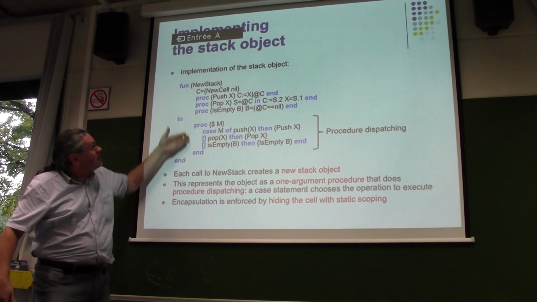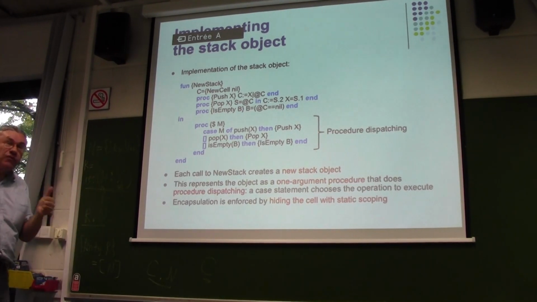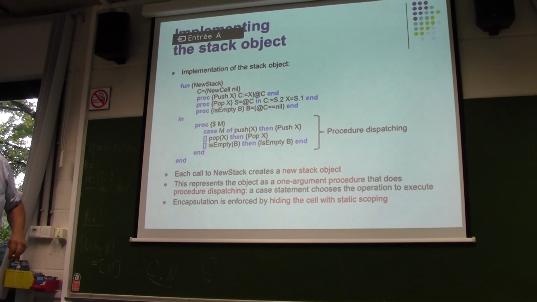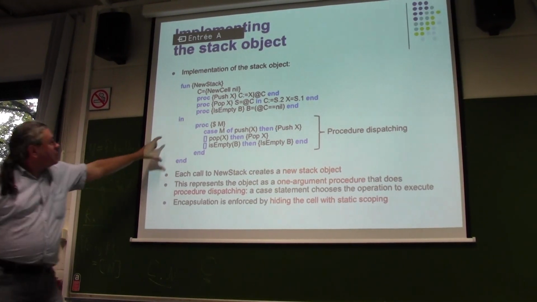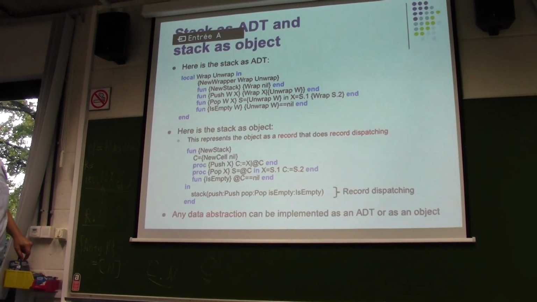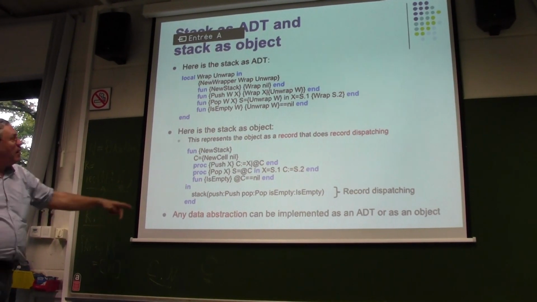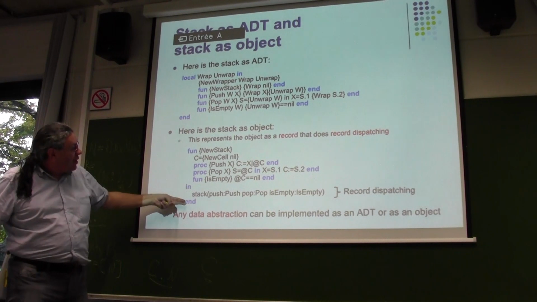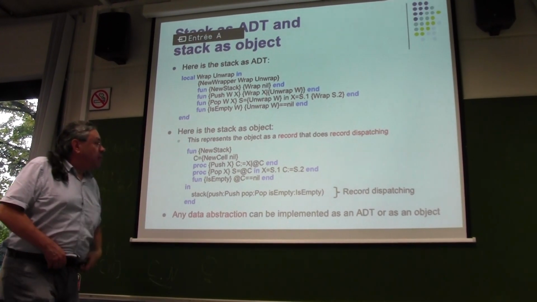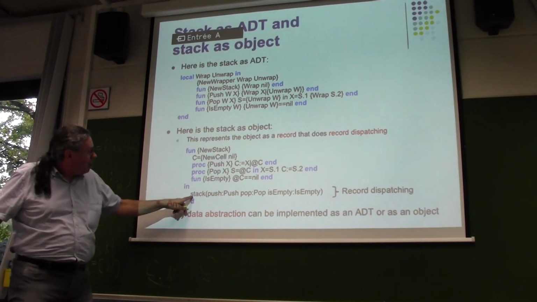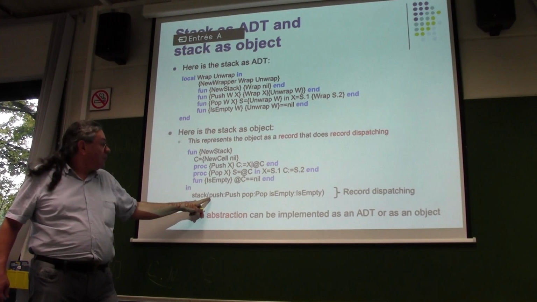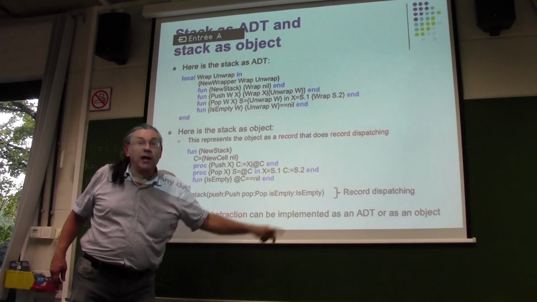But here, everything is always inside, the operations and the value, so you don't need to wrap-unwrap, okay? So this is one way of defining an object. The other way is called record dispatching. Instead of a one-argument procedure with a case, I create a record here, and the dispatching is done using the records, the dot operation, okay?